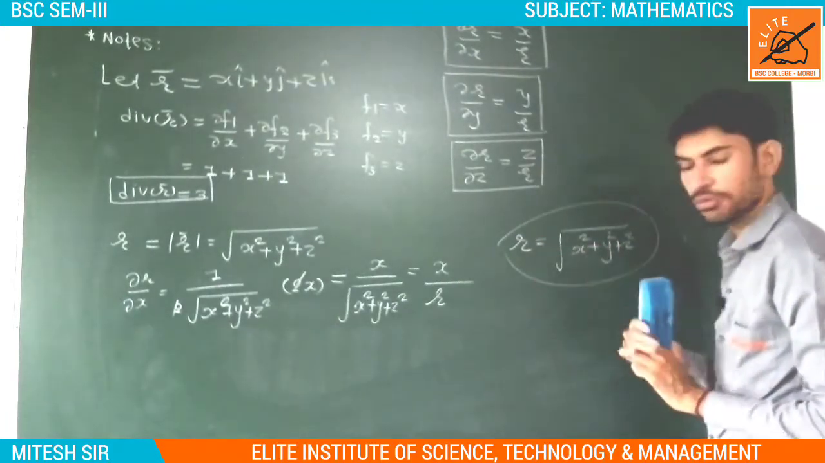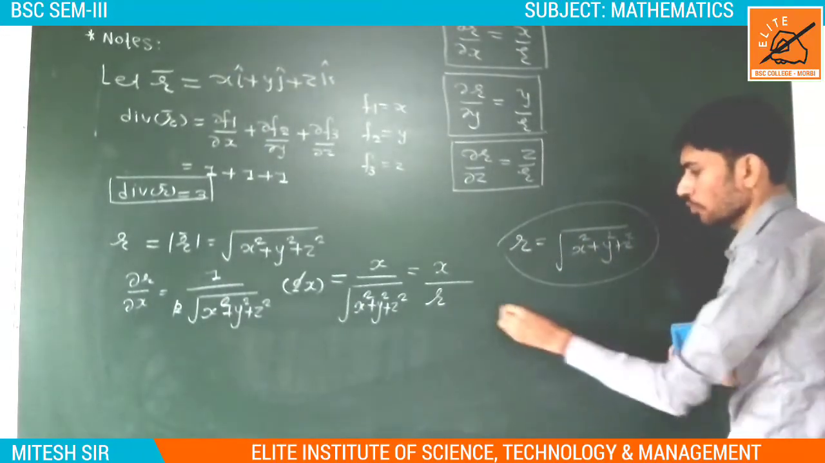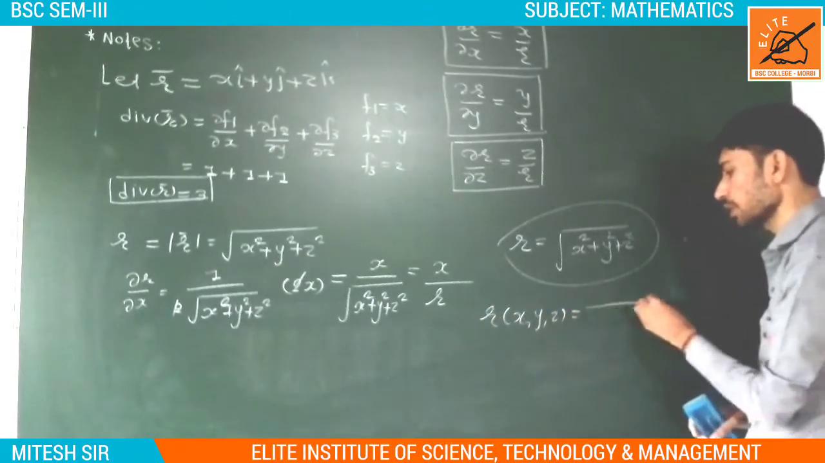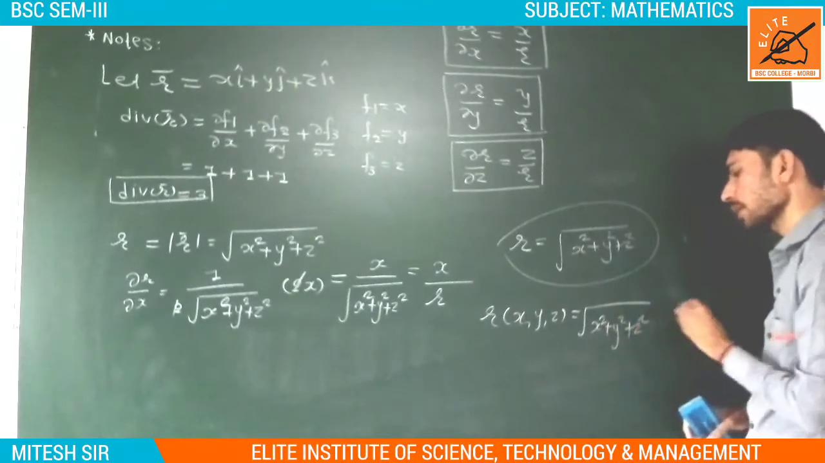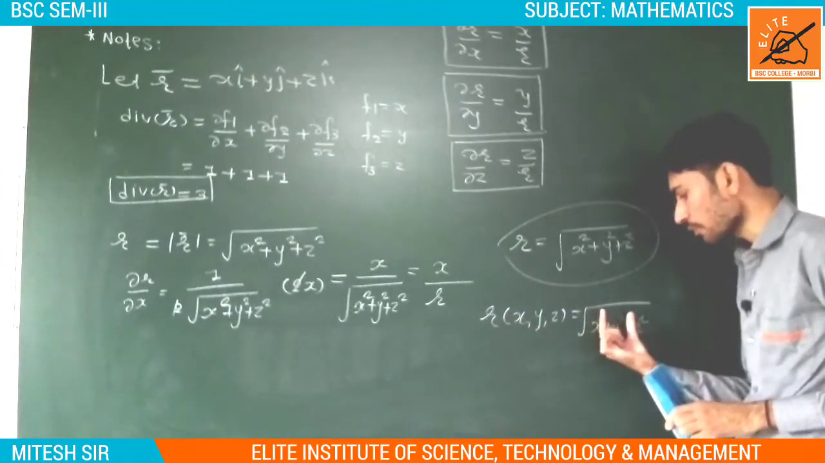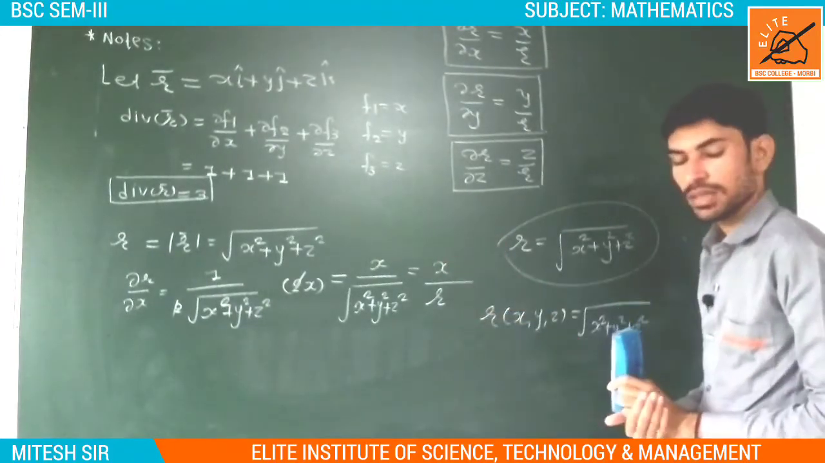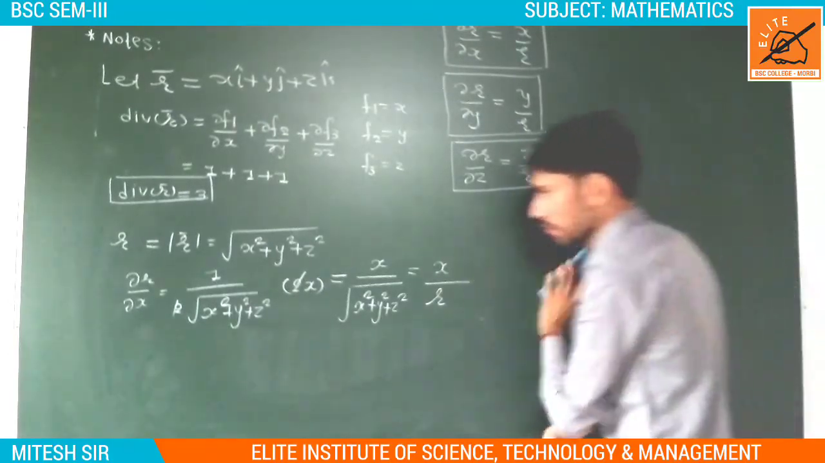So keep in your mind another thing: r is a function of x, y, z. Or we can also write r of x, y, z is equal to under root x square plus y square plus z square. So r is a scalar function of under root x square plus y square plus z square. So keep in your mind this note. Now we see some results.